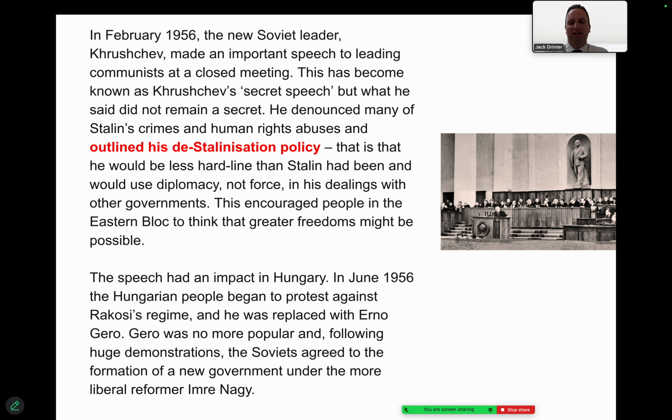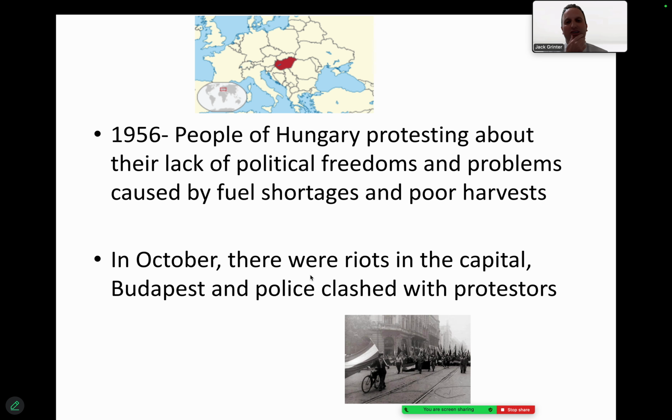Okay, so in Hungary, people began to protest against Rakosi's regime. He was replaced by someone called Erno Gero, probably pronounced that wrong. I don't think it's majorly important you remember his name, because what ends up happening is the person to remember is Imre Nagy, okay? Because the Soviets agreed to a new government being formed under a liberal reformer, someone who's going to want to make changes, called Imre Nagy, okay?